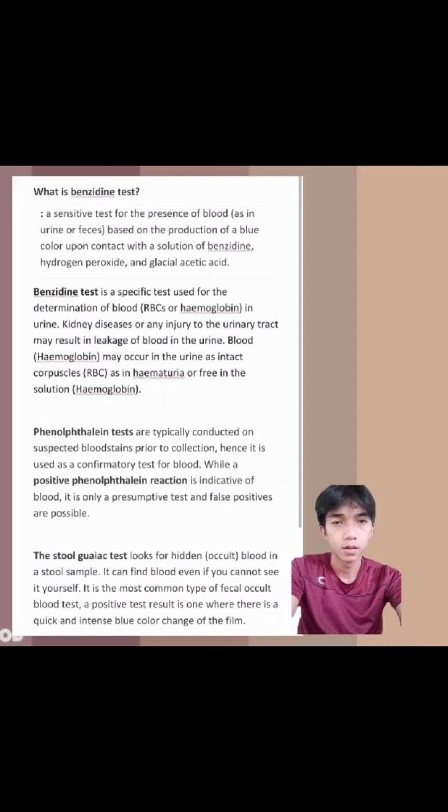My topic for today is all about types of blood cells investigation. So, first is, what is the Benzidine test? The Benzidine test is a sensitive test for the presence of blood as in urine or feces, based on the production of blue color upon contact with a solution of benzidine, hydrogen peroxide, and glacial acetic acid.